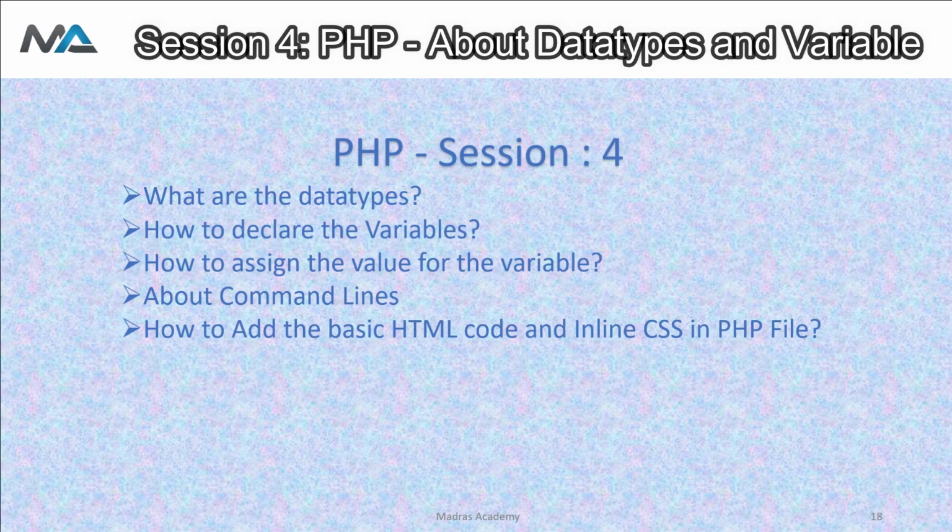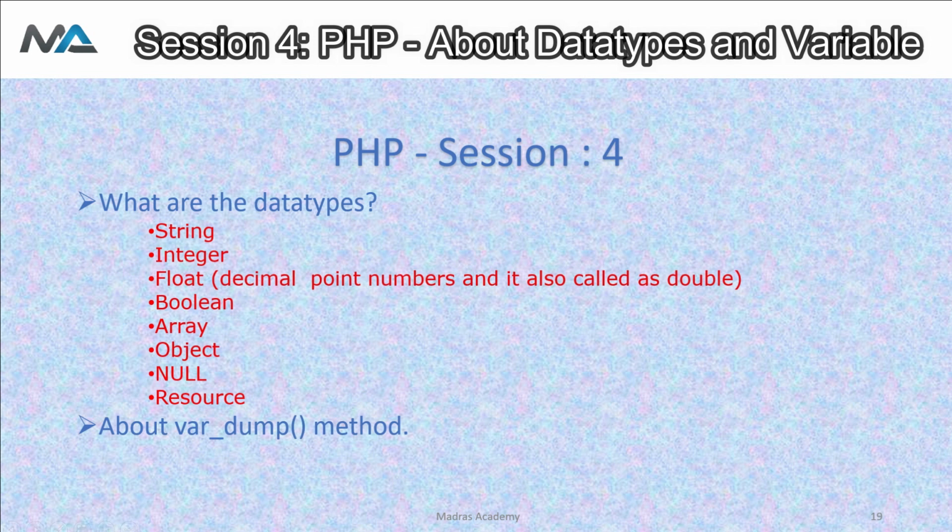First, what are the data types? In PHP, we have string, integer, float, boolean, array, object, null, and resource. These are all the data types, and you will see how to assign values for them. In all the basic languages, like C, C++ or Java, we need to use a data type to declare the variable.